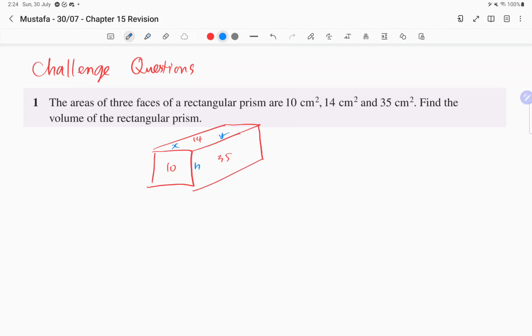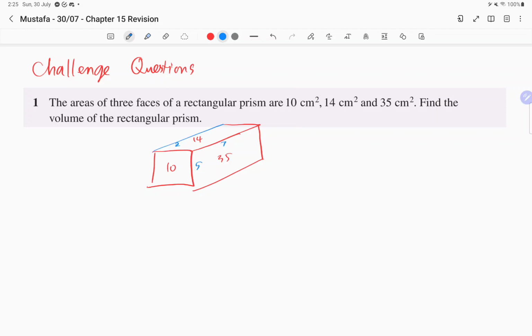This side is 10, area is 10, and that will be x times h, right? So 10 is 2 by 5, right? Let's say if I take this side to be 5 and this side to be 2. If this side is 5, then y doesn't look very nice, right? It will be like 14 over 5. So it doesn't really work. So it's 2 and the other one will be 7. Yes, that's right. It will be 2, 5, and then this one will be 7.